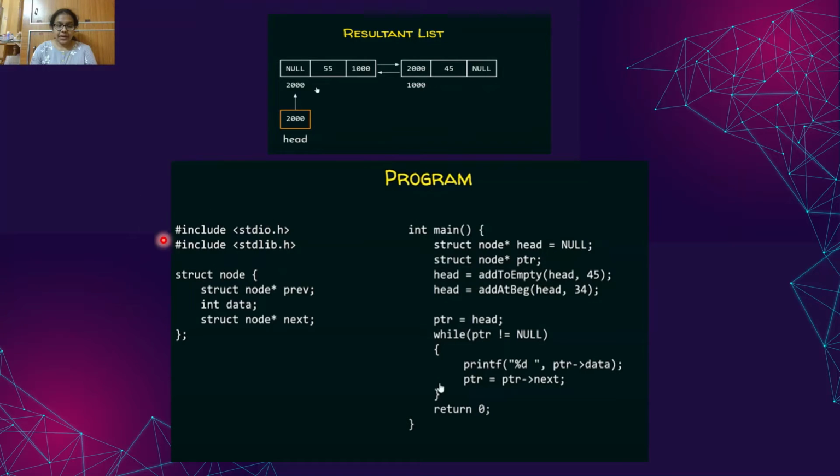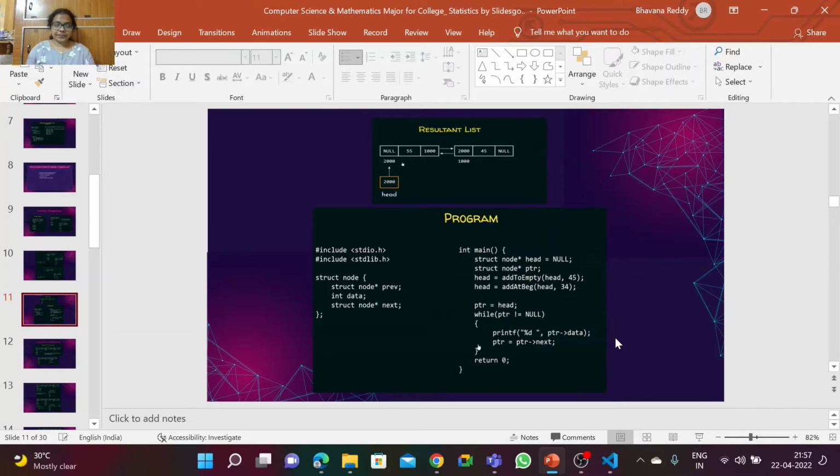So here we have two libraries, and here we declared the struct node, and in the main function we added add to empty to add the empty node, and here we have add at beginning, so that we can pass the head as well as the data, and this helps us give the particular pointer to the list. So let us execute this code in a compiler and see what output we get.